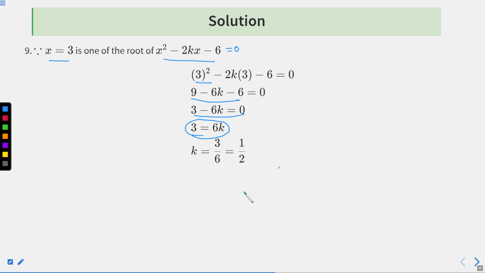So the value of k is equal to 1 by 2. Since x equal to 3 is one of the roots of this quadratic equation, it satisfies this quadratic equation, and after substituting x is equal to 3, we get the value of k equal to 1 by 2. Therefore the value of k is equal to 1 by 2. Okay students, now let us move to question number 10.